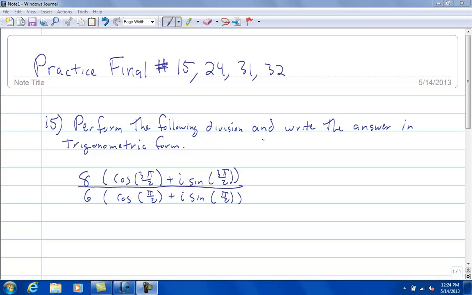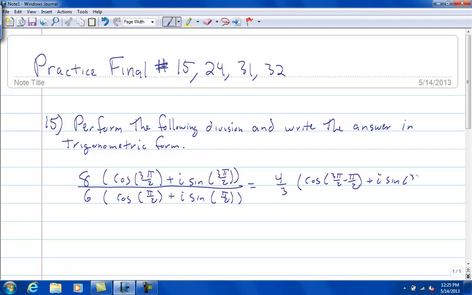And there's more to it. It says write your result in the exact form if possible, otherwise use decimal. We can do this in exact form. So when we do this, we do 8 divided by 6. That can be reduced to be 4/3. Then times what? It's going to be cosine of 3 pi over 2 minus pi over 2. So we subtract those. Plus I sine of 3 pi over 2 minus pi over 2.